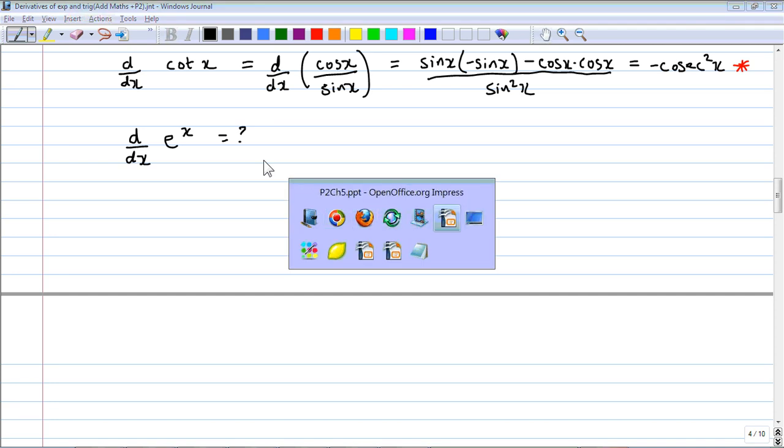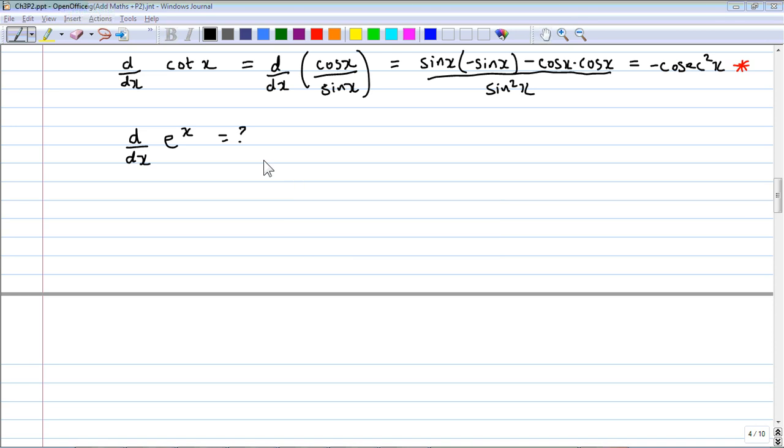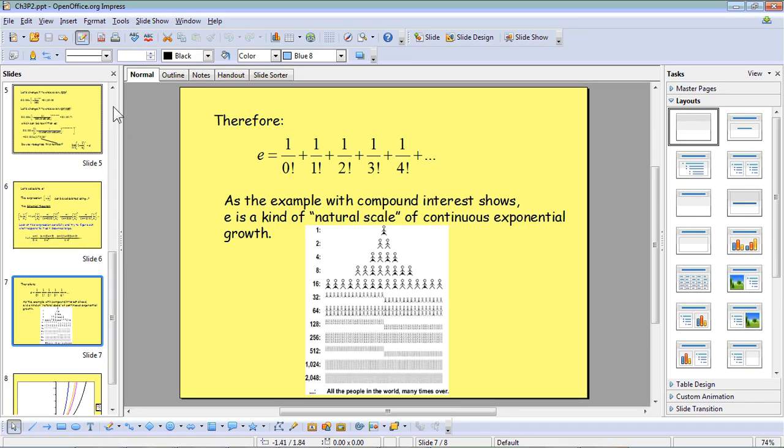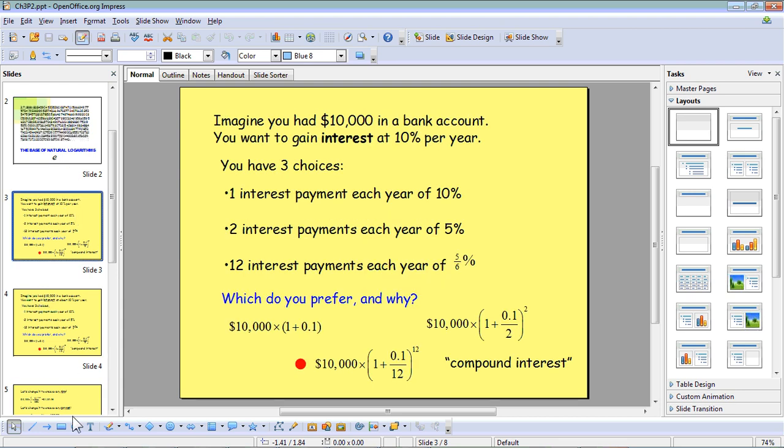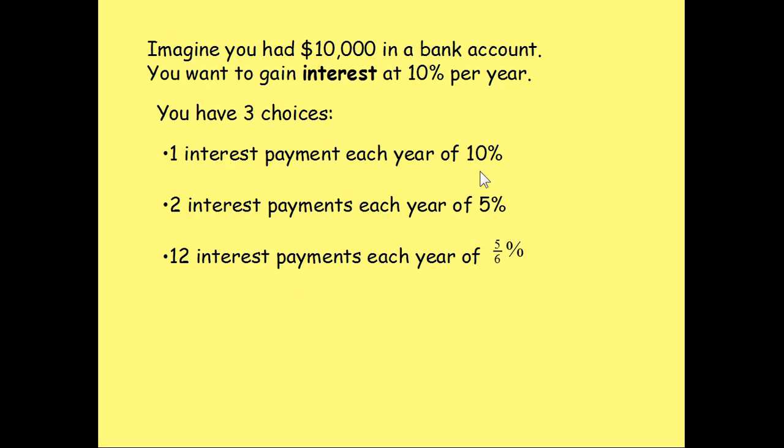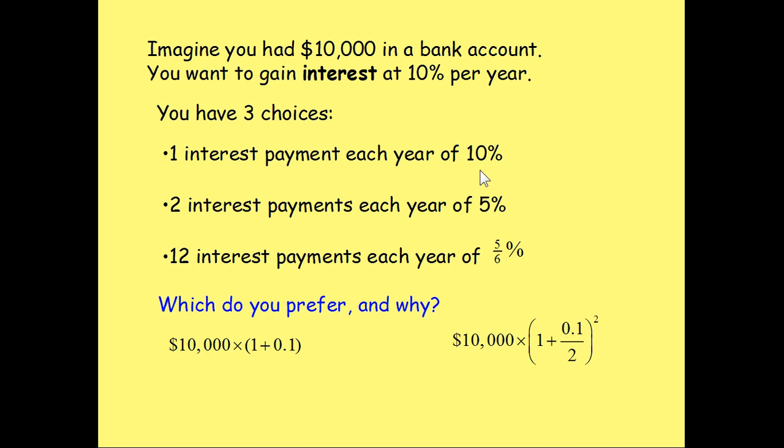Okay, let me show you a few different ways to look at it. Let's start with the definition of e. You may remember this from an earlier video.